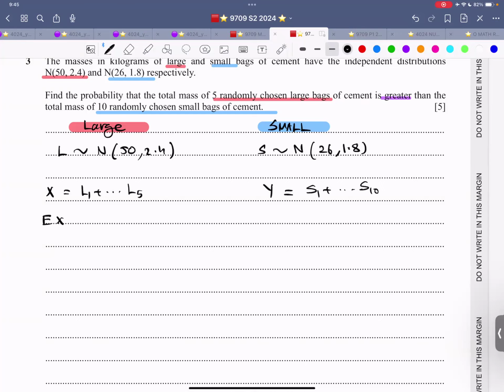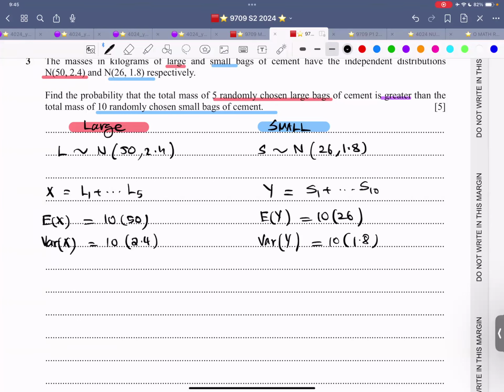So what is expectation of X? That is 10 times 50. What is variance of X? That is 10 times 2.4. What is expectation of Y? That is 10 times 26. What is variance of Y? That is 10 times 1.8.